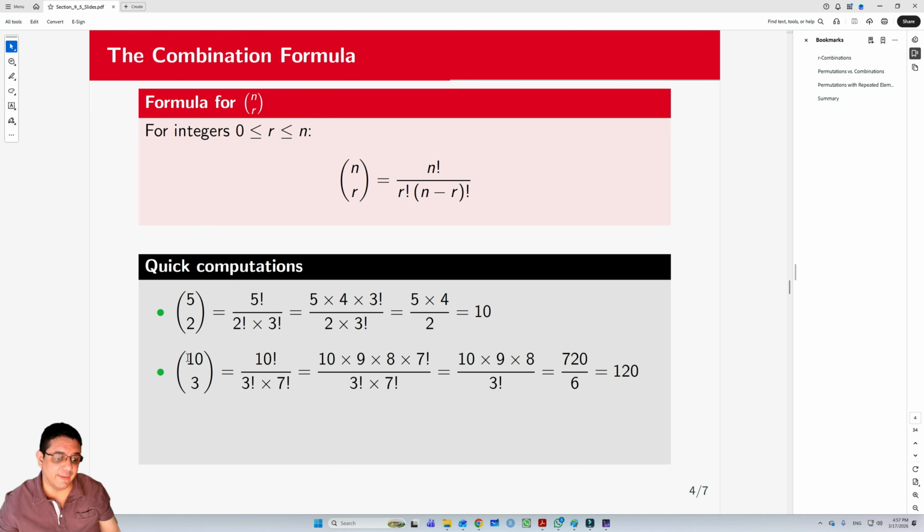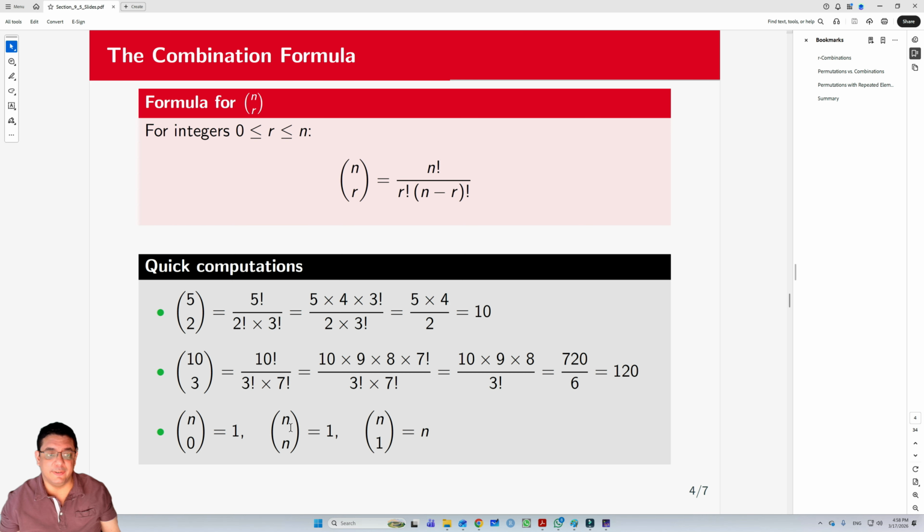So for example, here we have 10 choose 3. That is 10 factorial divided by 3 factorial times 7 factorial. And then we can break down 10 factorial as 10 times 9 times 8 times 7 factorial. Cancel out that 7 factorial. And then we get 10 times 9 times 8 divided by 3 factorial, which is 6. And so that's 720 divided by 6, which is 120.